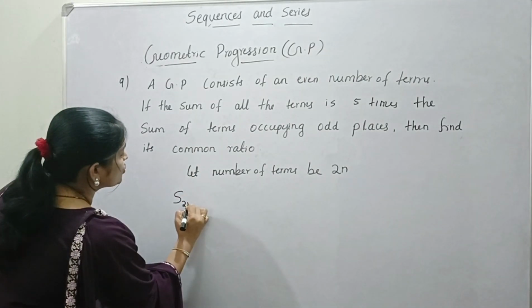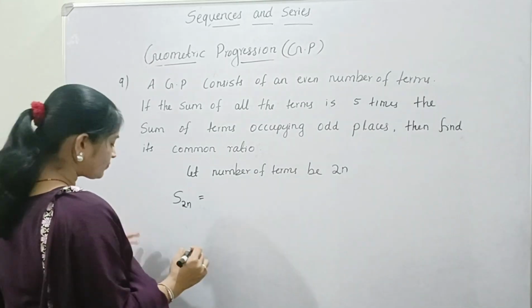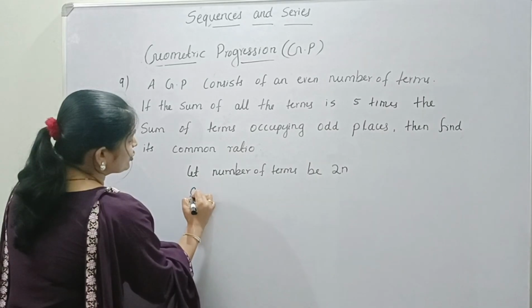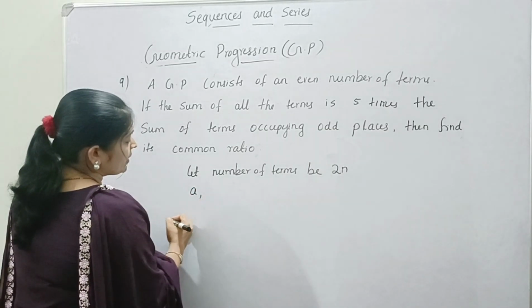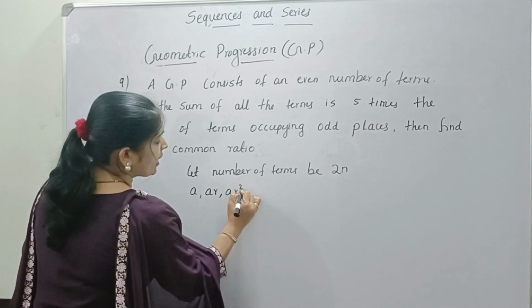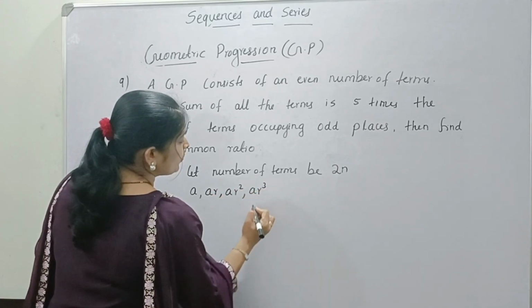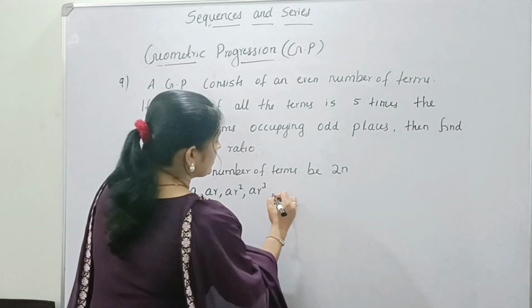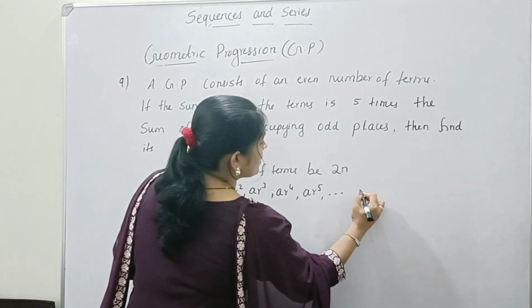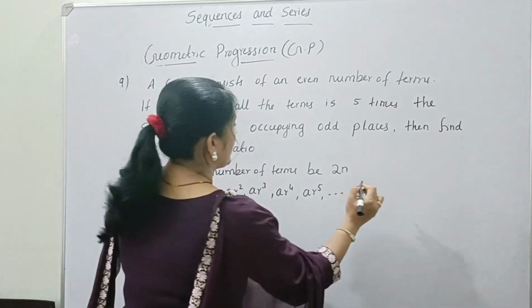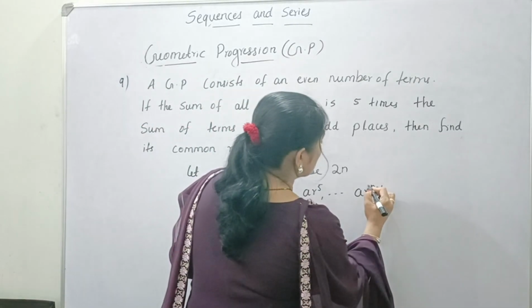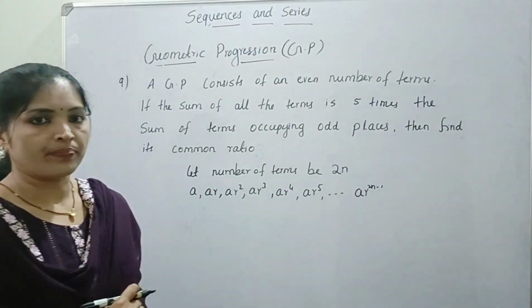We will write the GP sequence: first term a, second term ar, third term ar square, then ar cube, where r is the common ratio, then ar raised to 4, ar raised to 5, and so on up to ar raised to n minus 1. If there are 2n terms, then the last term is ar raised to 2n minus 1.